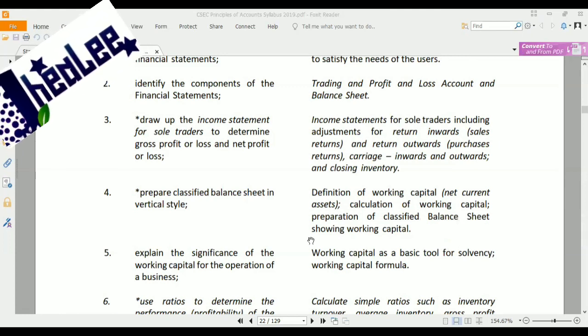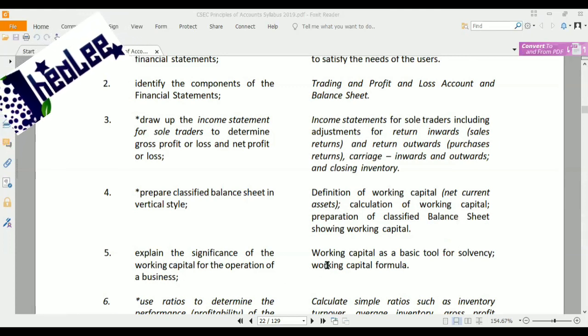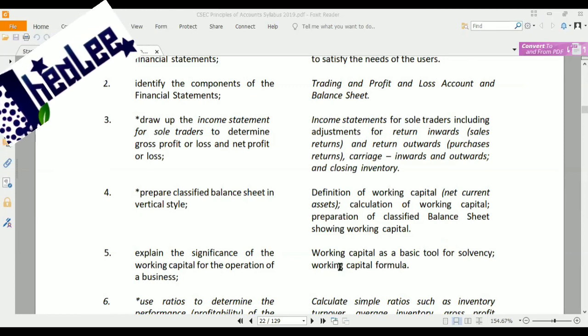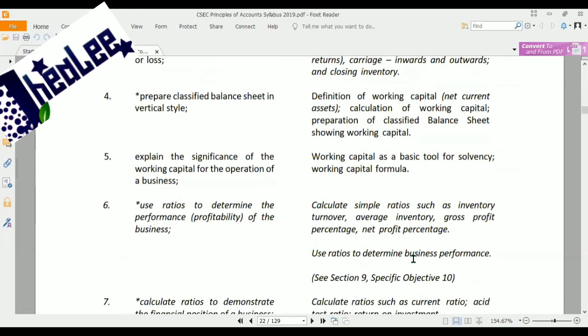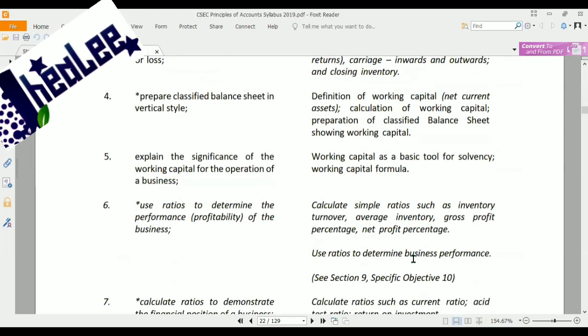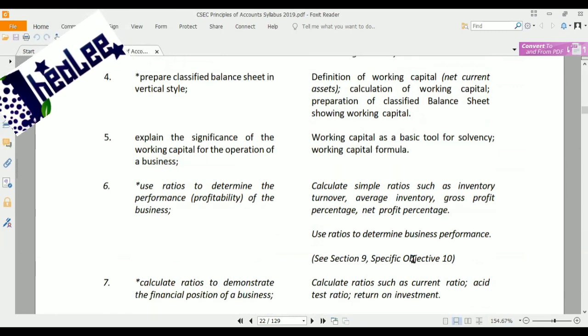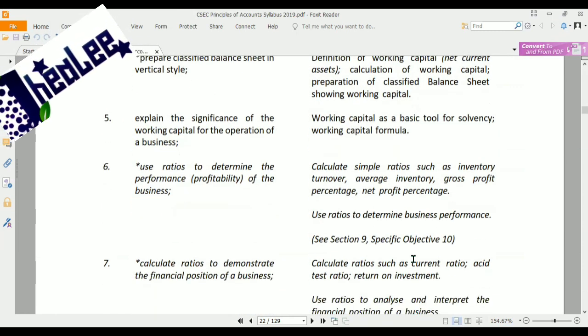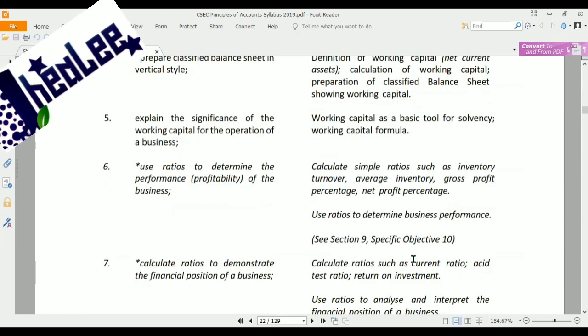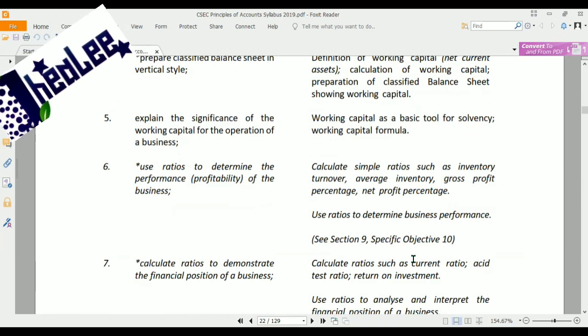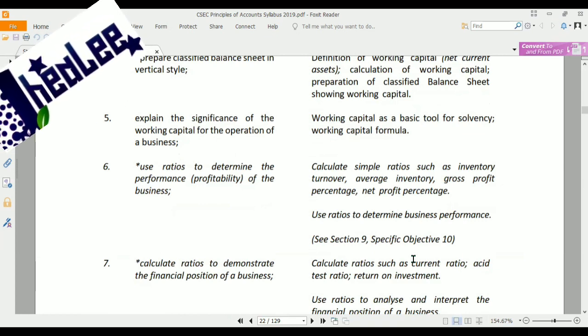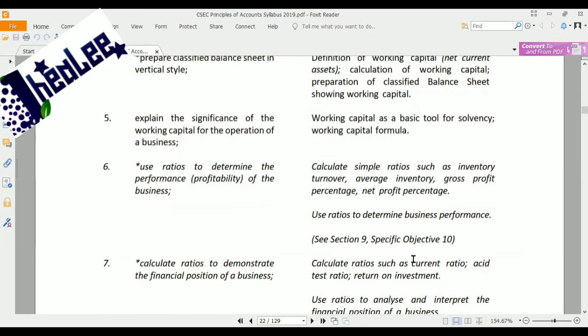In continuing, number 5, explain the significance of the working capital for the operation of a business. Number 6, use ratios to determine the performance, the profitability of the business. And apart from saying the profitability, there are other ratios that you may be asked to calculate. And these are your efficiency ratio and your liquidity ratio. So there are 3 categories of ratio that are looked at in the CSEC syllabus.